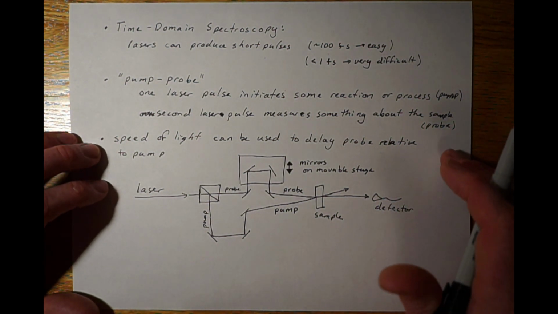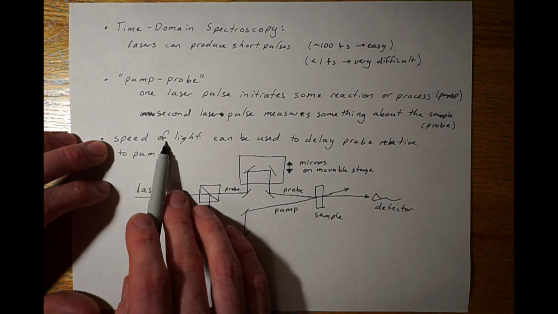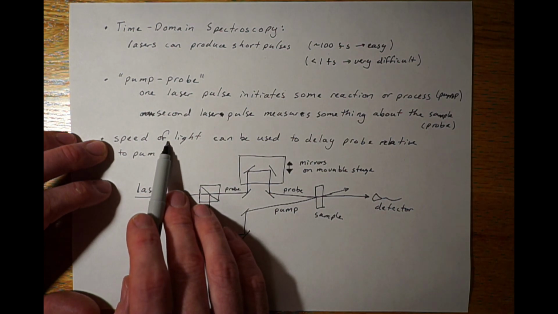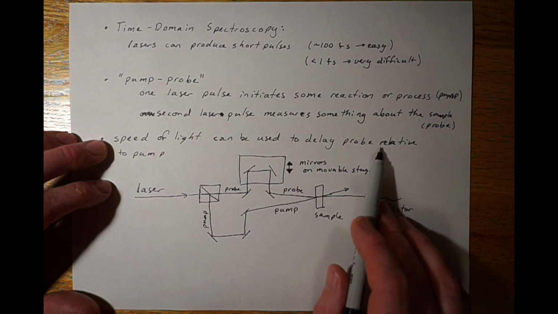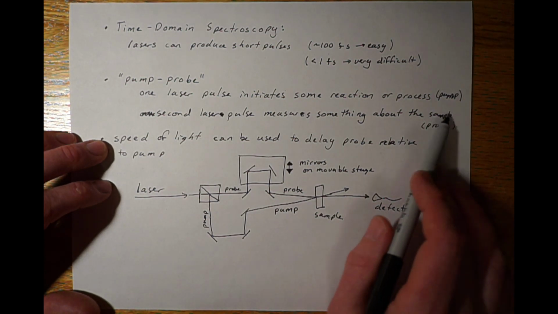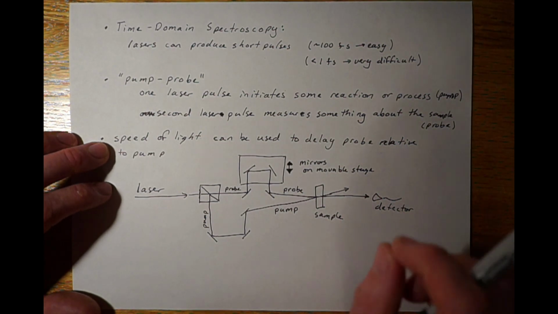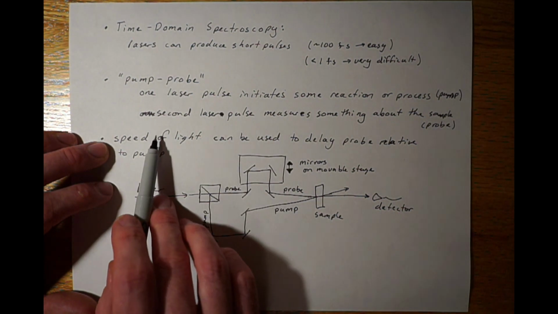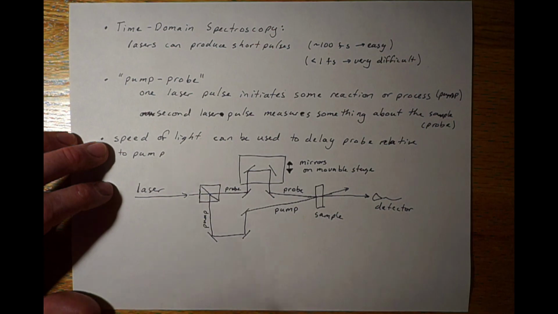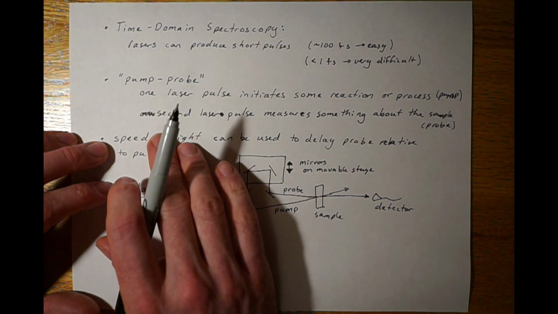So how do we get that time domain information out? Well, the way that we can do that is we can actually use the speed of light to our advantage here. The speed of light can be used to delay the probe pulse relative to the pump pulse, such that the probe pulse can come in and record that spectroscopic information a very small amount of time after our pump pulse. So we know the speed of light is 3 times 10 to the 8th meters per second. And so we'll keep that in our minds.